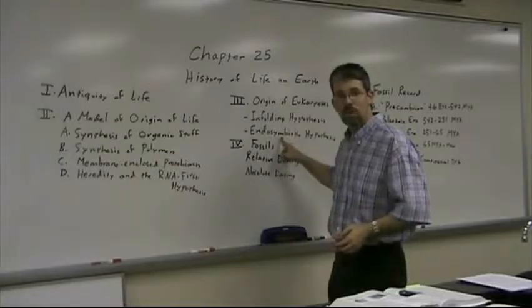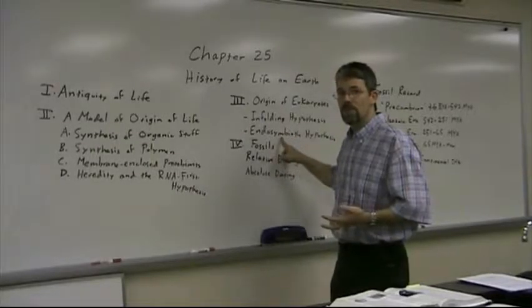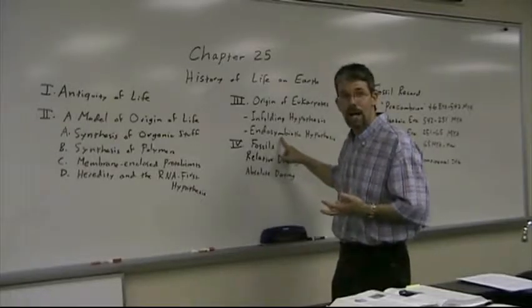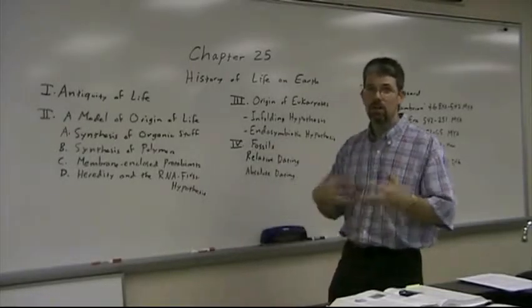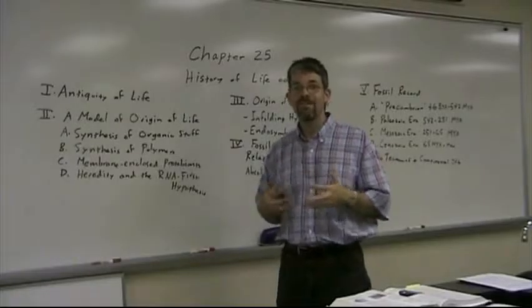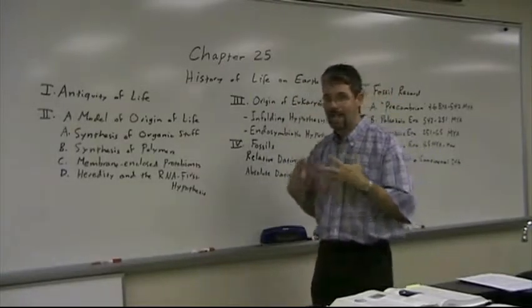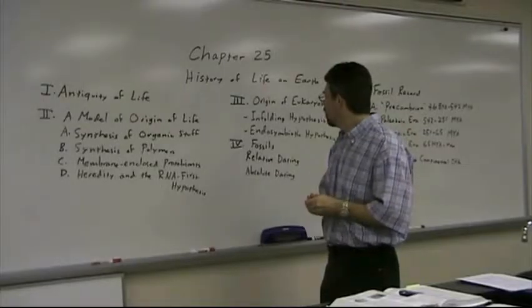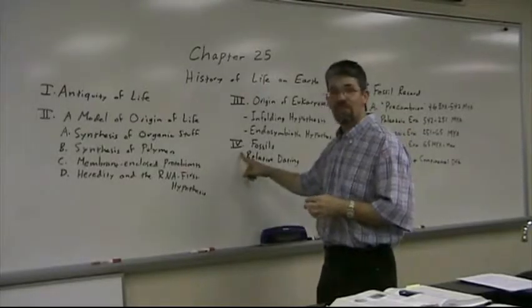But mitochondria and chloroplasts aren't part of the system, so they are believed to have originated through what's called the endosymbiotic hypothesis, that mitochondria and chloroplasts used to be at one time living prokaryotes that were taken in and kept for their metabolic abilities. Roman numeral 4 discusses fossils.